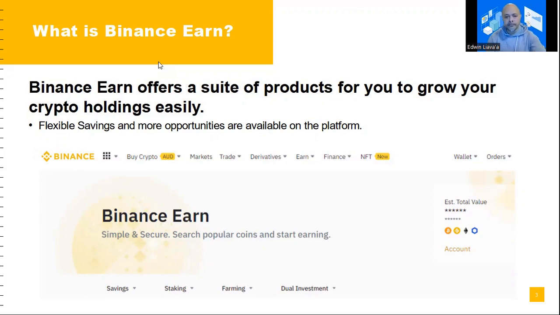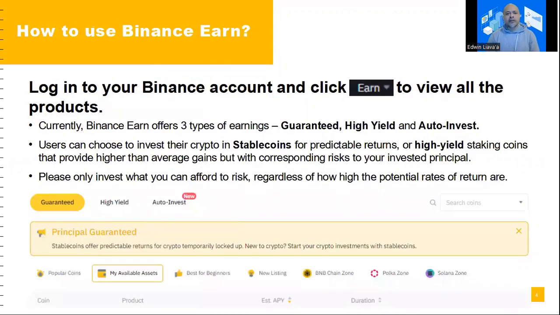But first, how do you use Binance? By now, hopefully you have already registered your account and referred to my previous presentations and the material that I provided on my website, so you know how to deposit some fiat currency and convert it to some cryptocurrency in Binance, right? So you log into your Binance account, you click on Earn, and then you can view all the products, right? Currently, Binance offers 3 types of earnings. Before it used to be only 2, but now we have something new called auto invest. So there's guaranteed, high yield, and also auto invest.